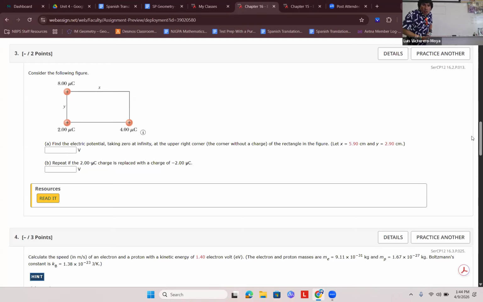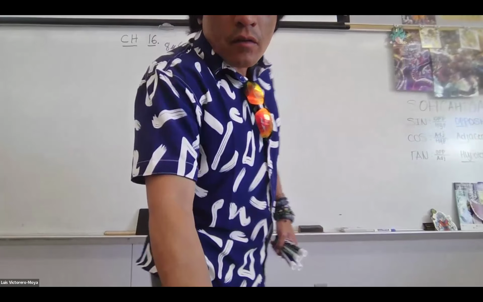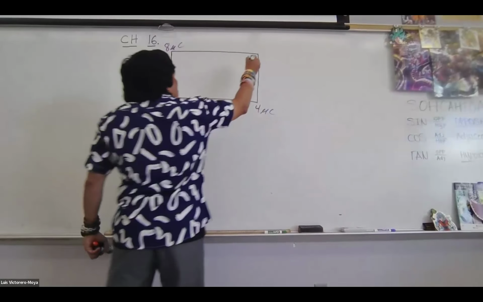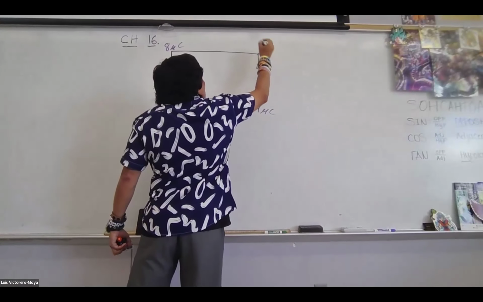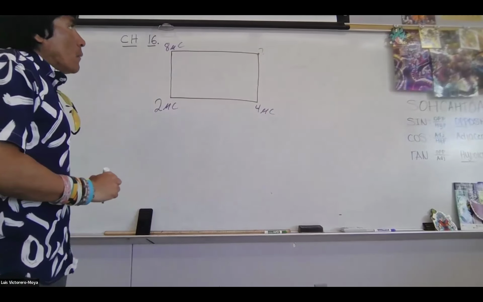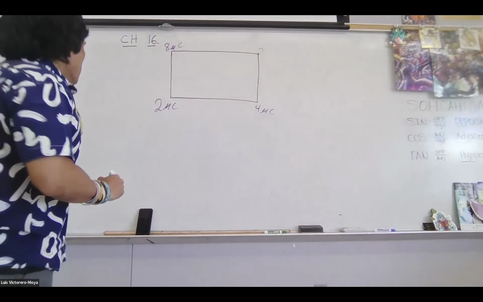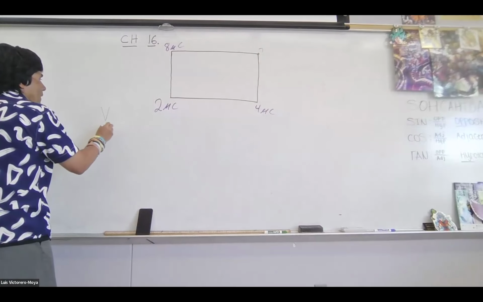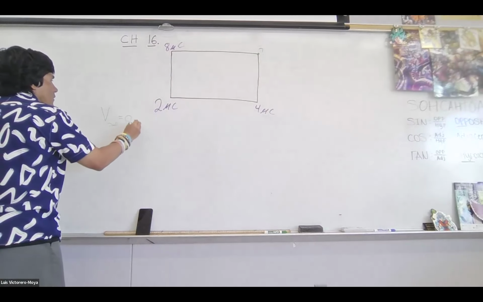So you have 2, 4, and 8. 2 microcoulombs, 4 microcoulombs, 8 microcoulombs. Find the electric potential on the upper right corner. You want to find the electric potential here, taking the potential at infinity equal to 0. That means that V at a very large distance equals 0 volts. That's fine.